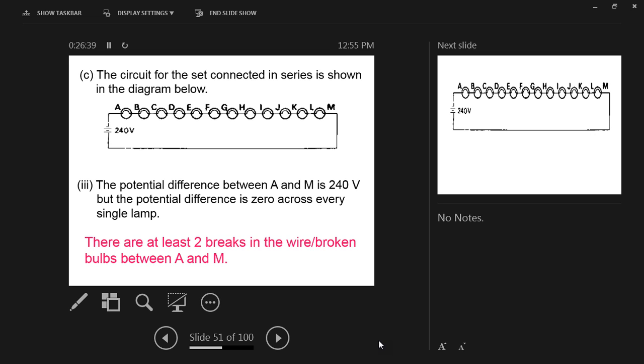Okay. So let's say there's two breaks, right? Let's say there's a break at D and a break at E. If I put my voltmeter across C and E, what would the potential difference be? 0. Right? Okay? Alright, never mind. Go home and try it and think about it again.